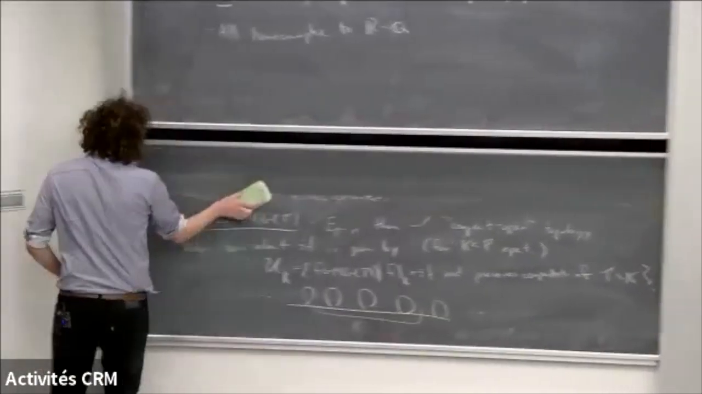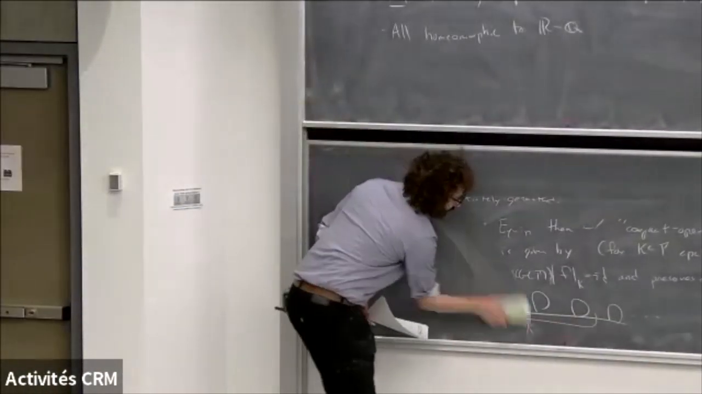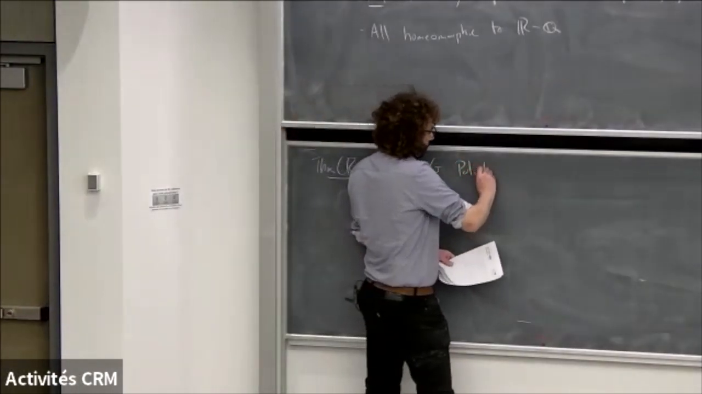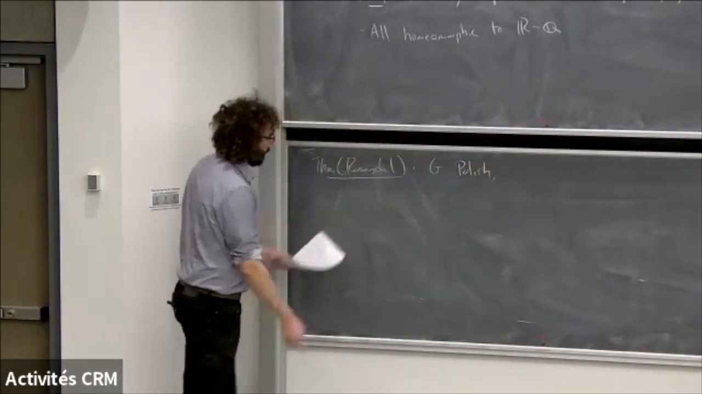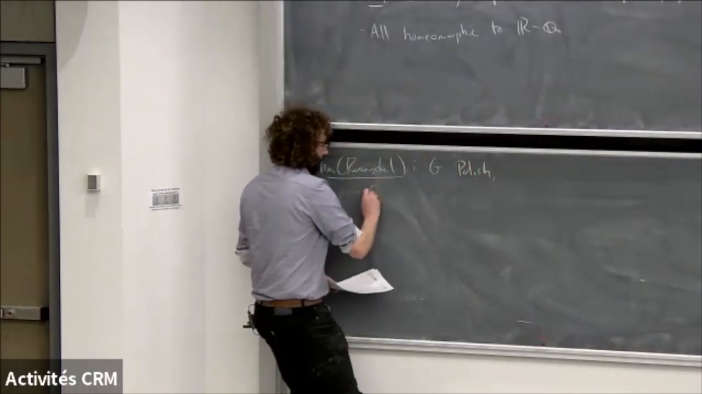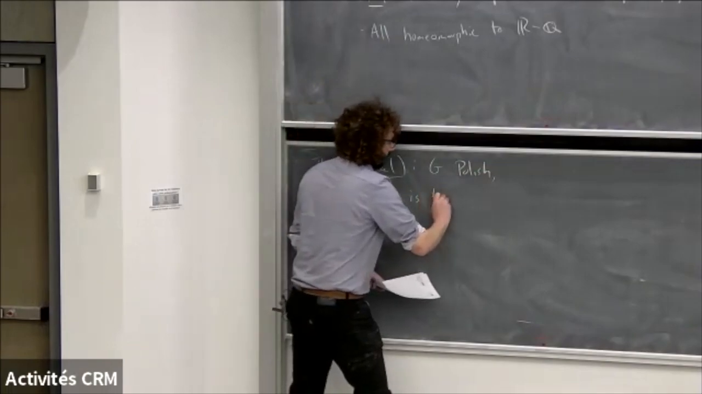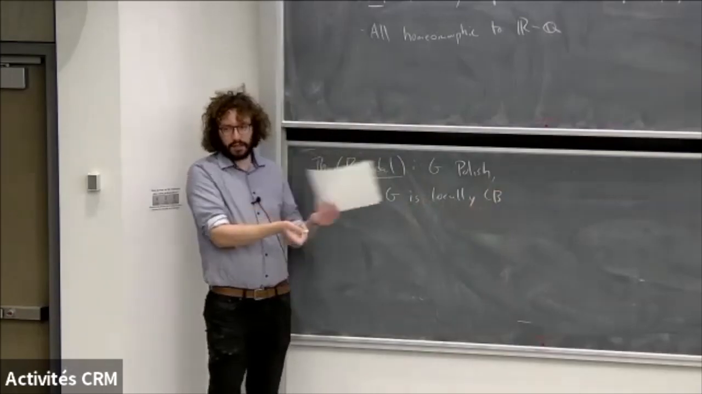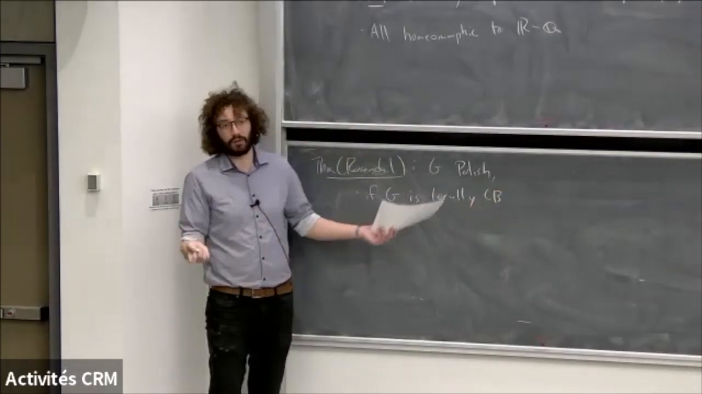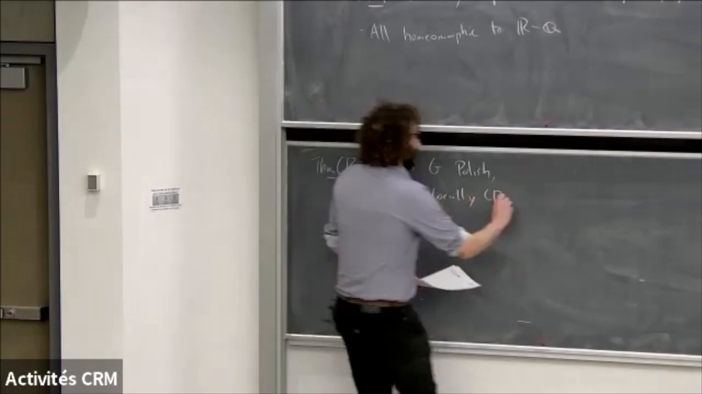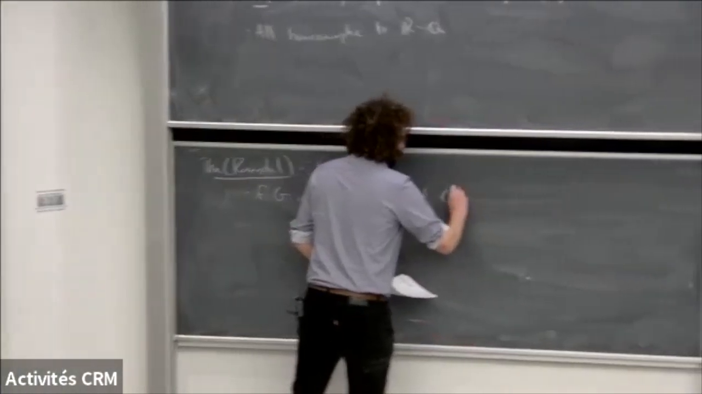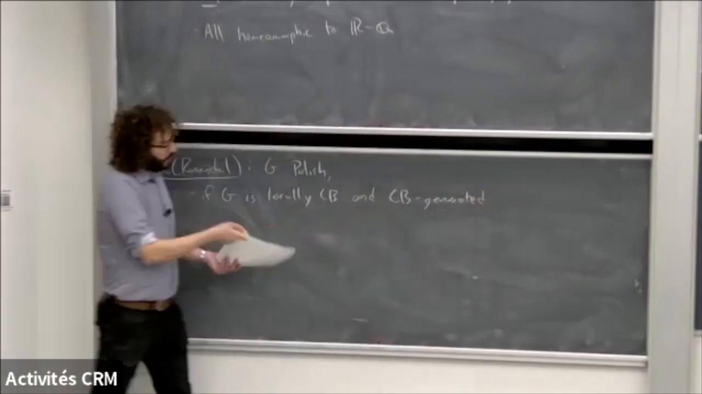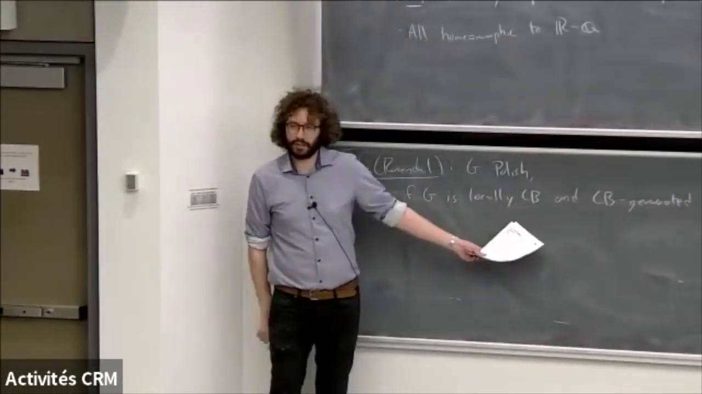He's kind of isolated the right conditions you need. So if you start with a Polish group, it works in more generality. Let's just pick up my statements. Well, if G is locally CB, meaning it has a neighborhood about the identity that is coarsely bounded, same as like locally compact, and CB generated, here I mean you have an algebraic generating set that is coarsely bounded.